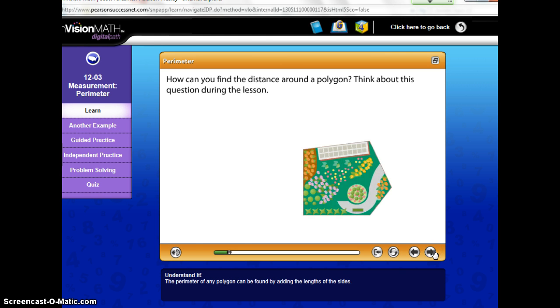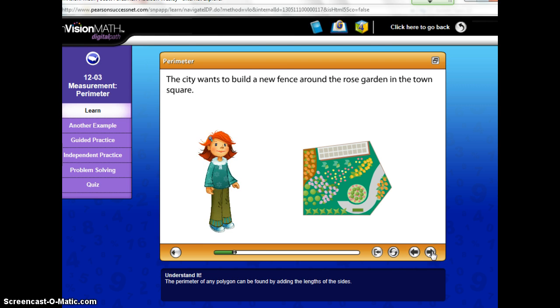How can we find the distance around a polygon? Here's a polygon, a closed figure. So what do you guys think we would do? If we want to build a fence to go around that polygon, we'll measure, okay? Now, luckily, they're going to do most of the measuring for you today. But once you measure and you label all those sides, what do you think would come next? Aaron? You would add up all your sides. So the word perimeter describes the distance around this garden.